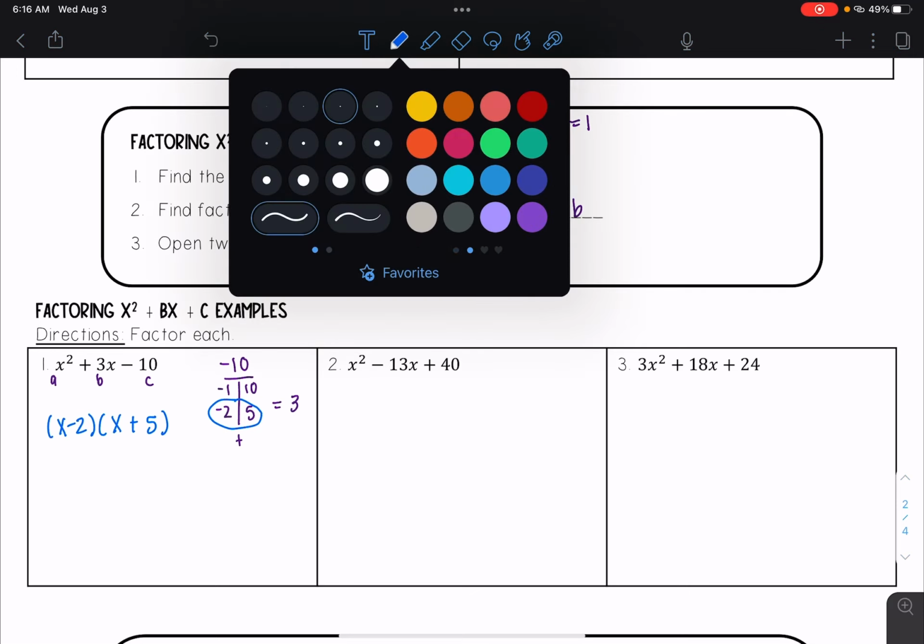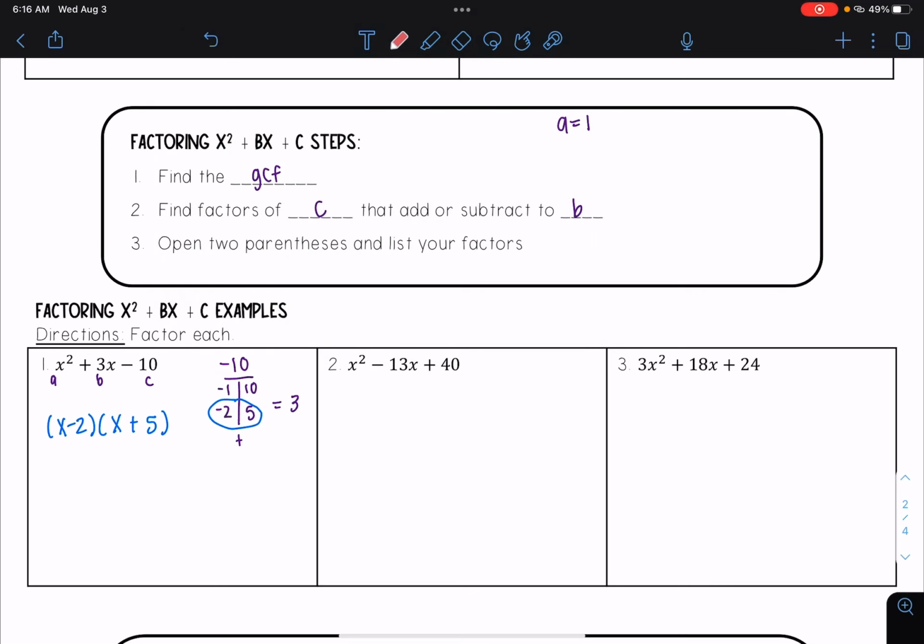And again, we can check our work to see if that is the case. So if I multiply this out, I have x times x and I get x squared, x times 5 and I get 5x, negative 2 times x and I get negative 2x, negative 2 times 5 and I get minus 10. And when I combine my middle terms, I do end up where I started.